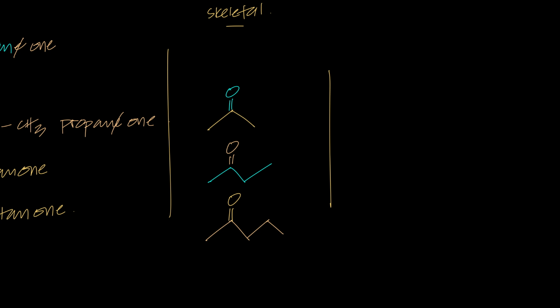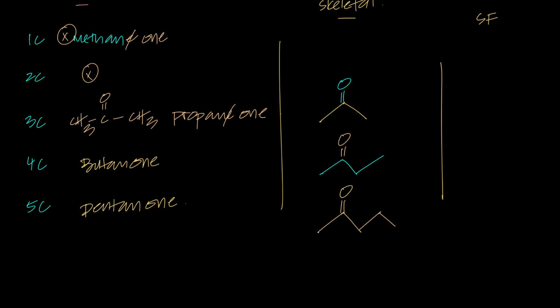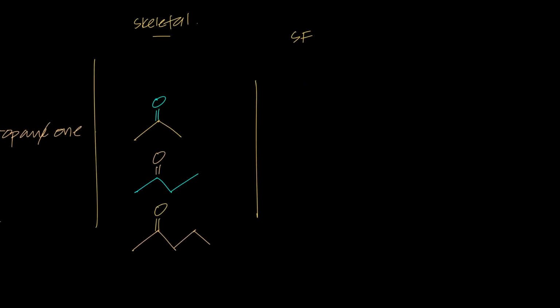Then let's look at how we write the structural formula. It's CH3, CO, CH3. So the structural formula is CH3COCH3. Similarly here, CH3COCH2CH3. And that's the fundamental difference between the two.